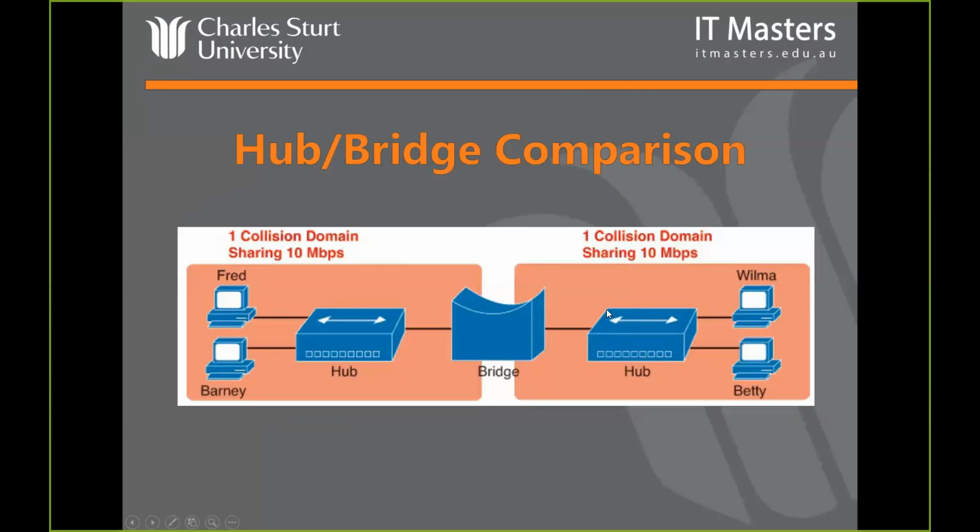What this is really showing is that hubs have no role in separating collision domains. One hub, one collision domain. Bridges, on the other hand, have a role in splitting collision domains. So if that bridge was not there, you would then have one collision domain with 4 hosts in it, all sharing 10 meg. Instead, now you've got 2 collision domains, 2 hosts each sharing 10 meg.